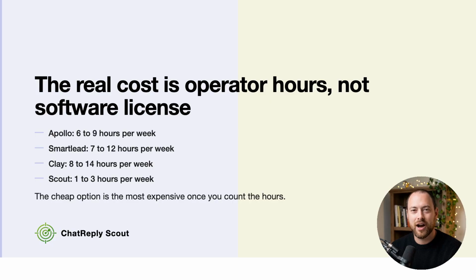And here is what the cheap option actually costs. On Apollo, agency operators spend 6 to 9 hours per week managing deliverability. On Smartlead, 7 to 12 hours per week. On Clay, 8 to 14 hours per week. On Scout, 1 to 3 hours per week. Software license is not the real cost. Operator hours are. The cheap option is the most expensive once you count the hours.